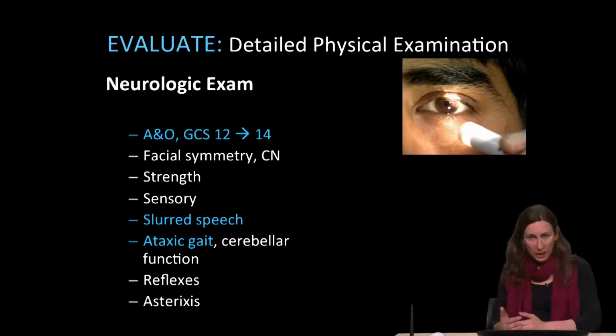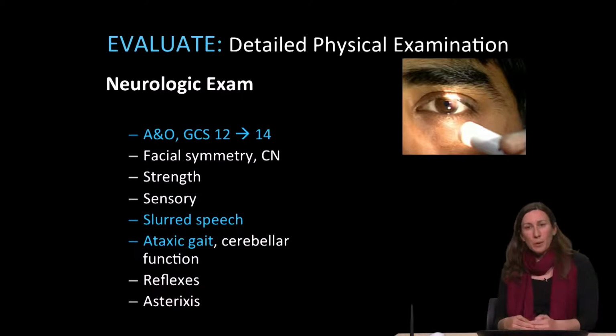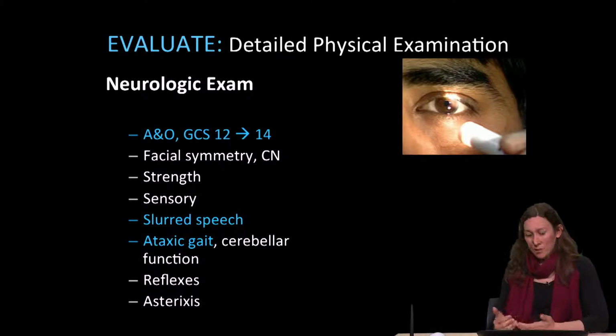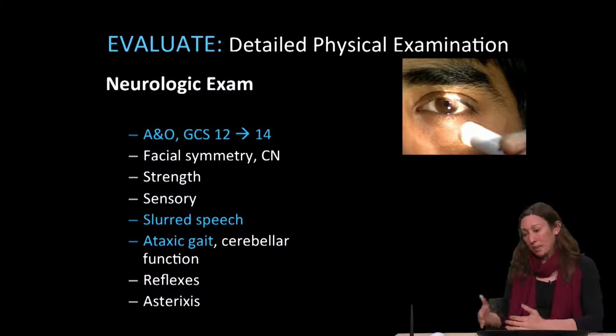When I'm evaluating an altered patient on the neurologic exam, we've already done some of this. We basically evaluate their level of orientation, and we get a score on the Glasgow Coma Scale. Our patient was initially 12, and after his hypoglycemia was treated, he became a 14, with only 1 point off on the verbal score for confusion.